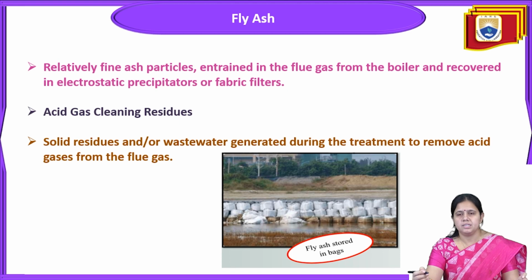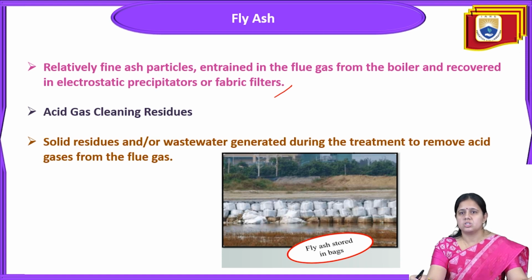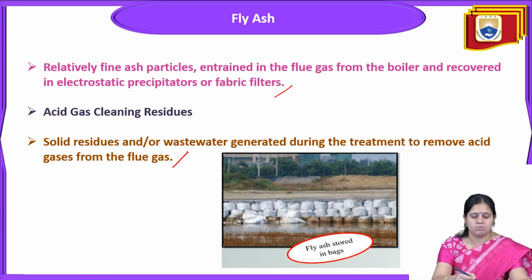Fly ash is a very fine particle that is entrained into the flue gas from the boiler and recovered in the electrostatic precipitator or fabric filter. So it also comes from the acid gas cleaning residue: solid residues and the wastewater generated during the treatment to remove acid gases from the flue gases.